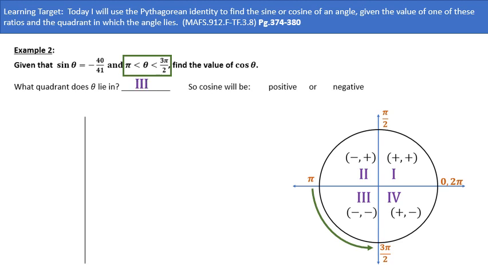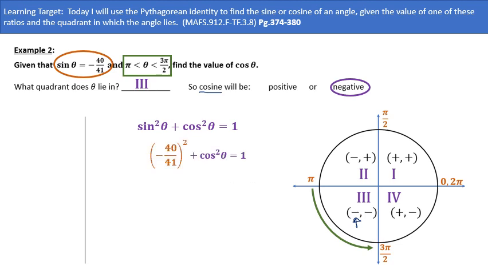Okay, now what are we asking about? We're asking about cosine. So what's cosine? Cosine is the x value. The x value is negative. So far so good. Guess where we're going to start? Same identity: sine squared plus cosine squared equals 1. Now, what did they give us in this problem? They told us that the sine of theta was negative 40 over 41. So let's plug that in. Negative 40 over 41 squared plus cosine squared of theta equals 1. All right, what is negative 40 over 41 squared?